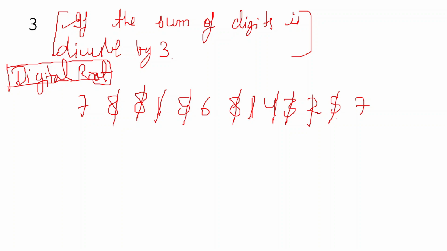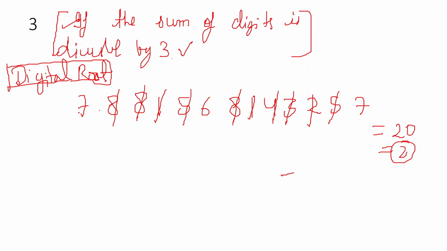Now we are left with only these numbers, that is 14 and 6, that is 20. 20, that is 2 plus 0, 2. The digital root of this number is 2. So this digital root 2 is not divisible by 3, that's why this number is not divisible by 3. Clear?